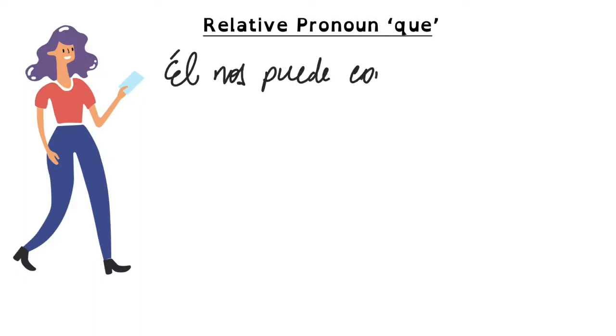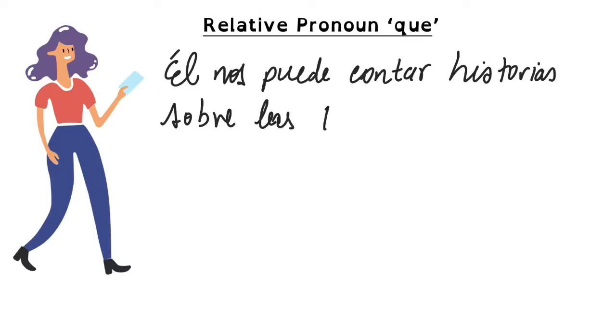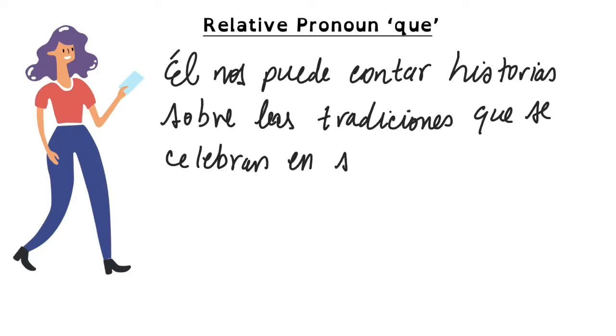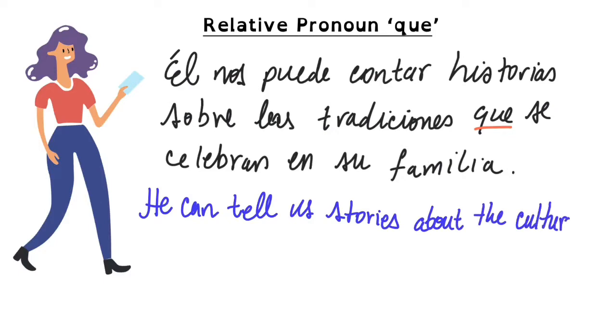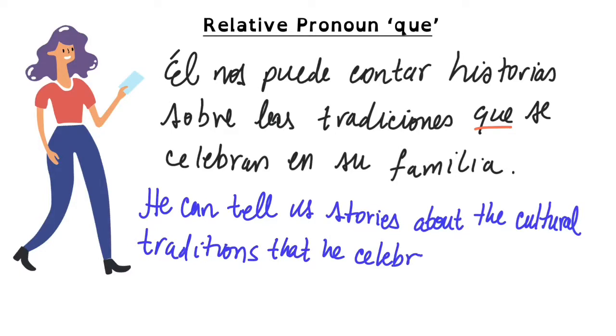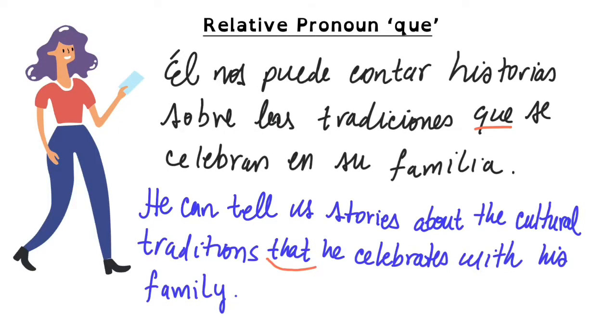Another example, él nos puede contar historias sobre las tradiciones que se celebran en su familia. And again, we use que to refer to las tradiciones. He can tell us stories about the cultural traditions that he celebrates with his family. And in this case, in English, we would use that.